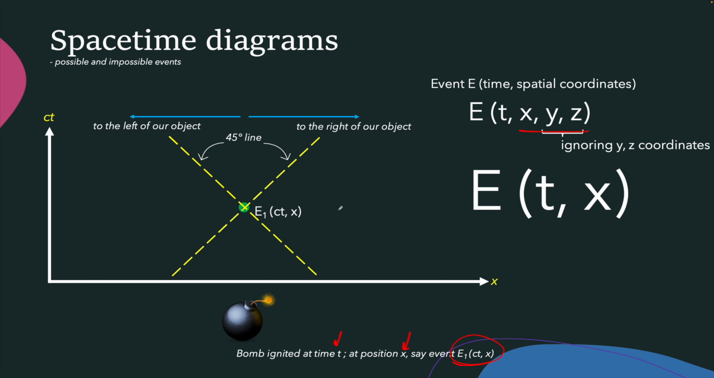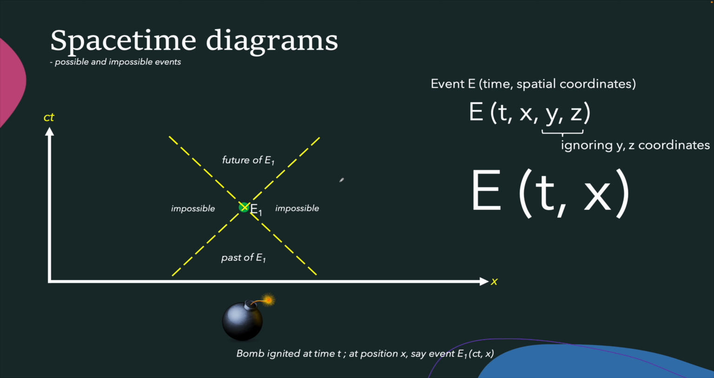So I'm going to draw the world lines of a photon, which are 45-degree lines on both sides: one to the right of our object and one to the left. This is going to be the future of E1. What do I mean by the future of E1? If the bomb blasts, one of the particles of the bomb can fly, and the next event E2, any event of an object or particle that has come out of the bomb due to the explosion, can be anywhere in this region in the future.